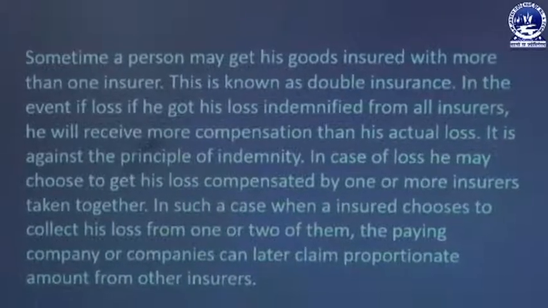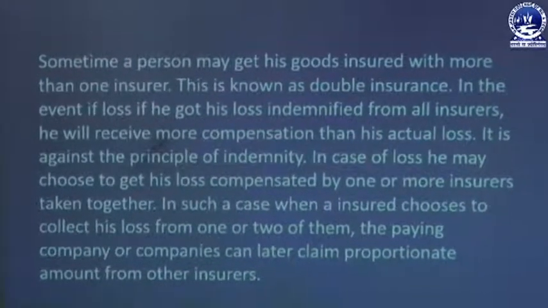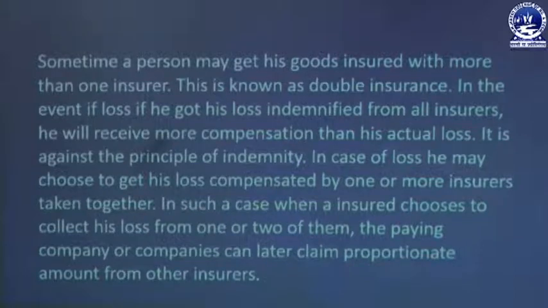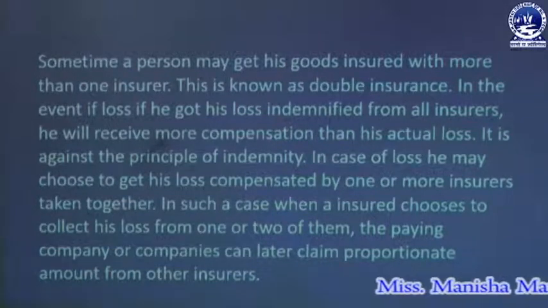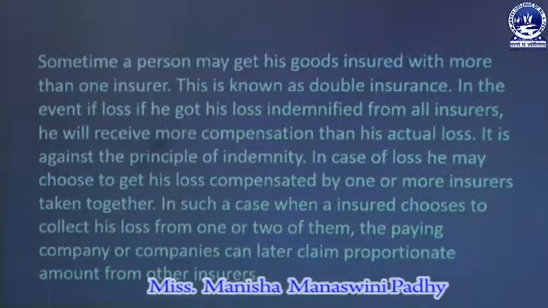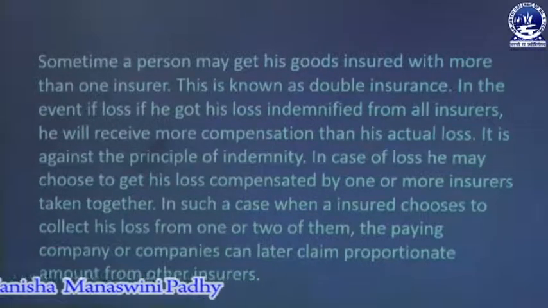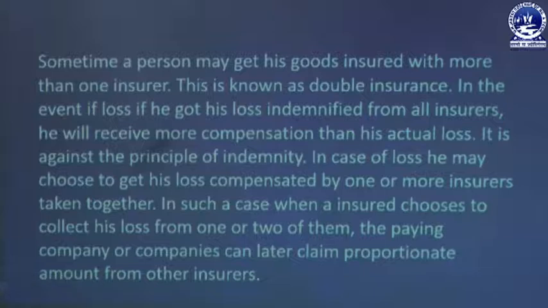You will understand this by an example which I will give you. Let's move to the next slide. Sometimes a person may get his goods insured with more than one insurer. This is known as double insurance. In the event of loss, if he got his loss indemnified by all insurers, he would receive more compensation than his actual loss. This is against the principle of indemnity. So in case of loss, he may choose to get his loss compensated by one or more insurers taken together. We will understand this by an example given in the next slide.